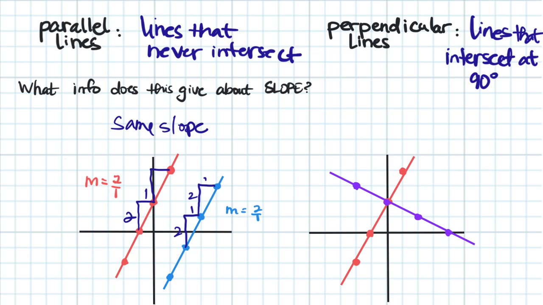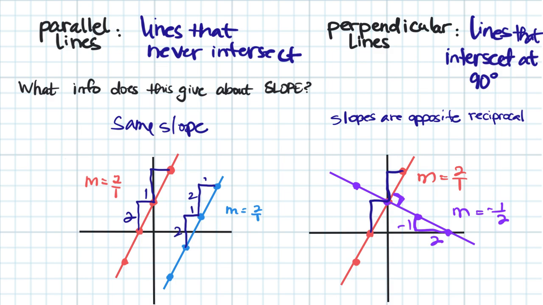Looking at perpendicular lines, the red line is the same, it's just up 2 over 1. So the slope for the red line is 2 over 1. But for the purple line, we are going down 1, so negative 1 over 2 is the slope for this one. And all perpendicular lines, so if they have to make this box right here and hit at 90 degrees like they do for perpendicular, their slopes are what we call opposite and reciprocal.